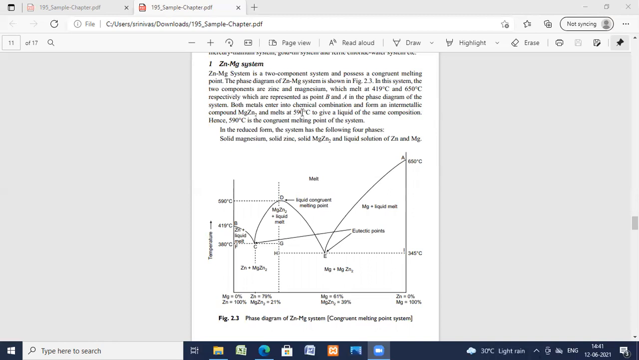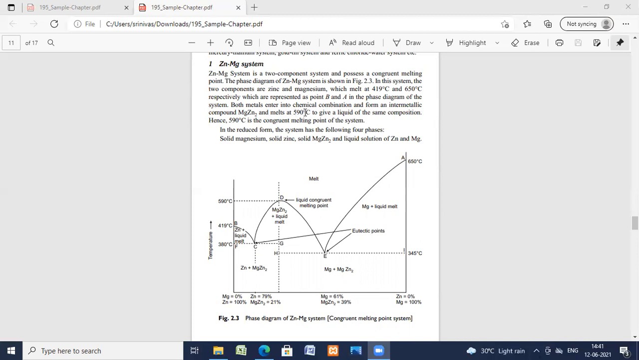They melt at 590 degrees centigrade. This is the congruent melting point. This intermetallic compound is formed and it melts at 590 degrees centigrade. The composition will not change. It is the same as that of the solid. This solid melts into liquid, but the composition is the same.